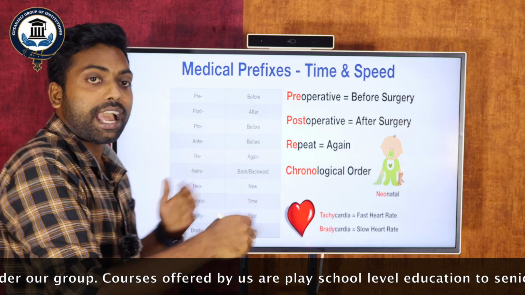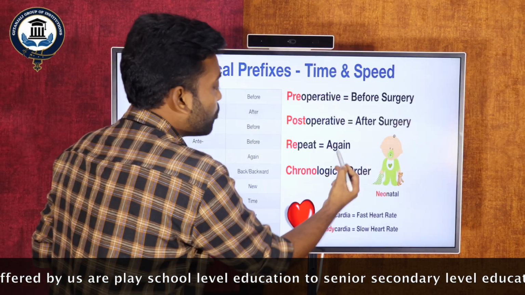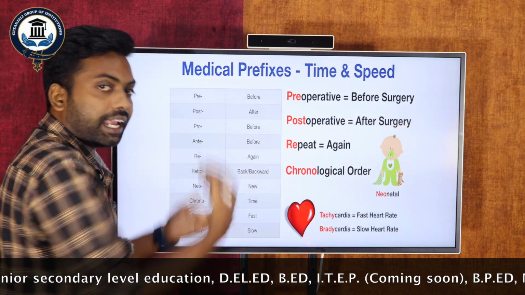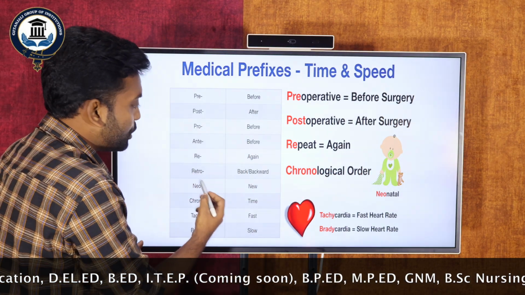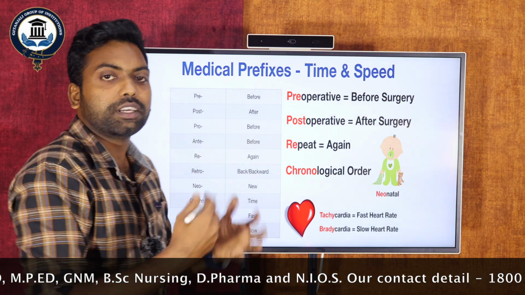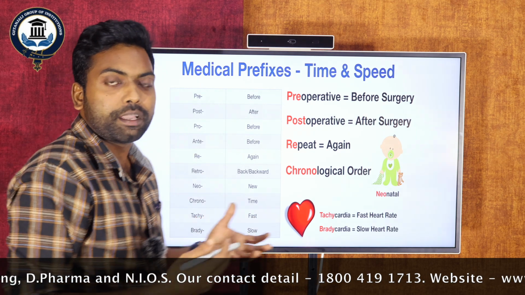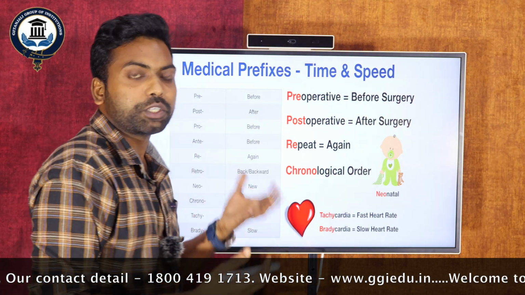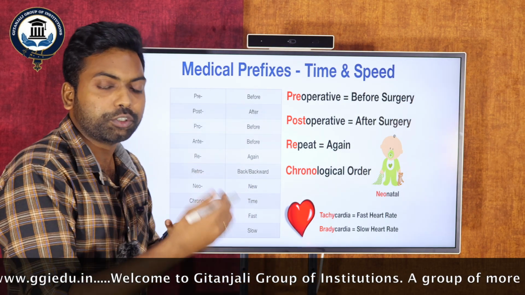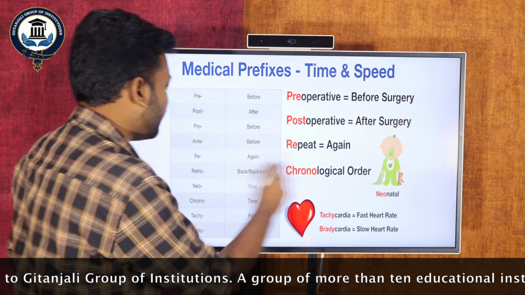Re is nothing but again. The English word is again, but in our medical terminology repeat is nothing but again and again it will come. And retro is nothing but revert back. For suppose after the delivery of the woman, sometimes the uterus will go for retroversion. The uterus will be retroverted, in the sense that the uterus is going backward.